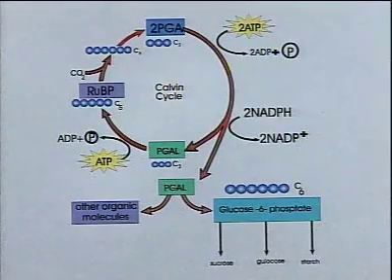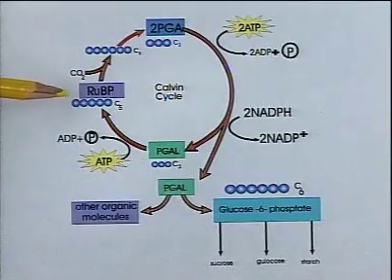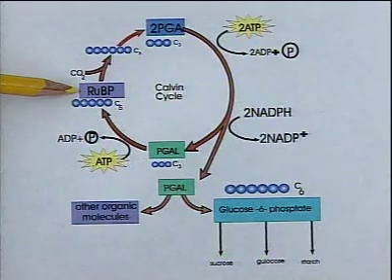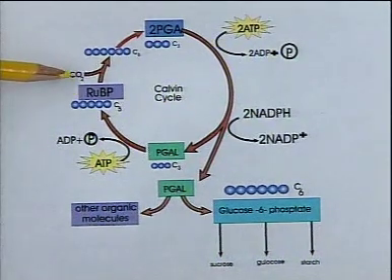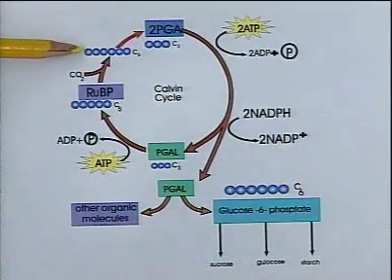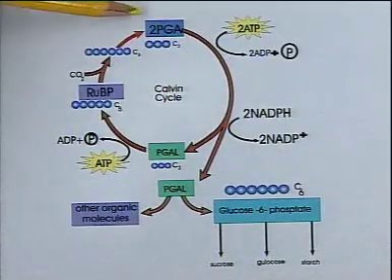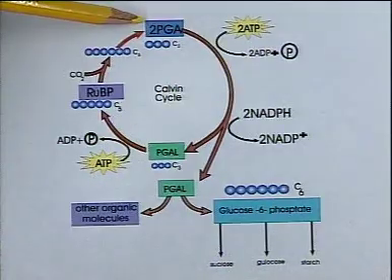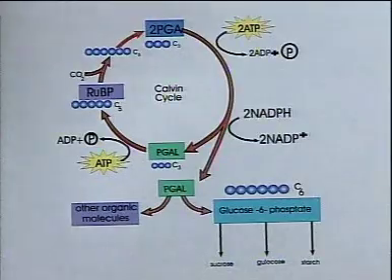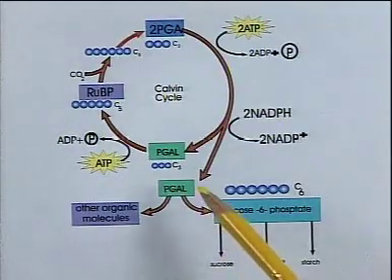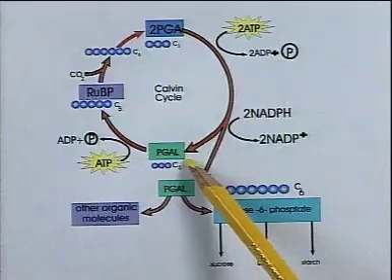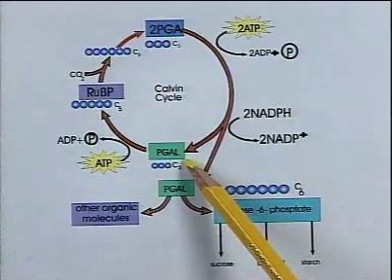Here you can see the Calvin cycle in its simplified form. You can see that ribulose bisphosphate, which in this diagram is written as RuBP, combines with carbon dioxide, forming a 6-carbon molecule, which immediately breaks down into two 3-carbon molecules, phosphoglycerate, PGA. PGA is then reduced to phosphoglyceraldehyde, PGAL.